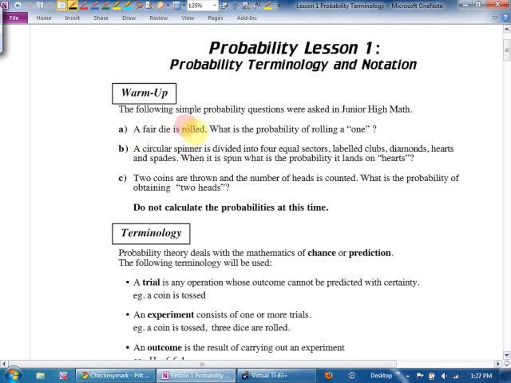A fair die is rolled. What's the probability of rolling a one? Now, intuitively, you know the answer to this. In fact, basic probability, we have a reasonably good intuition on. But anything beyond really basic, we're lousy on. Hence Vegas, hence horoscopes, hence all the patterns we try and find, we're really lousy at it. So basics, 1 out of 6.